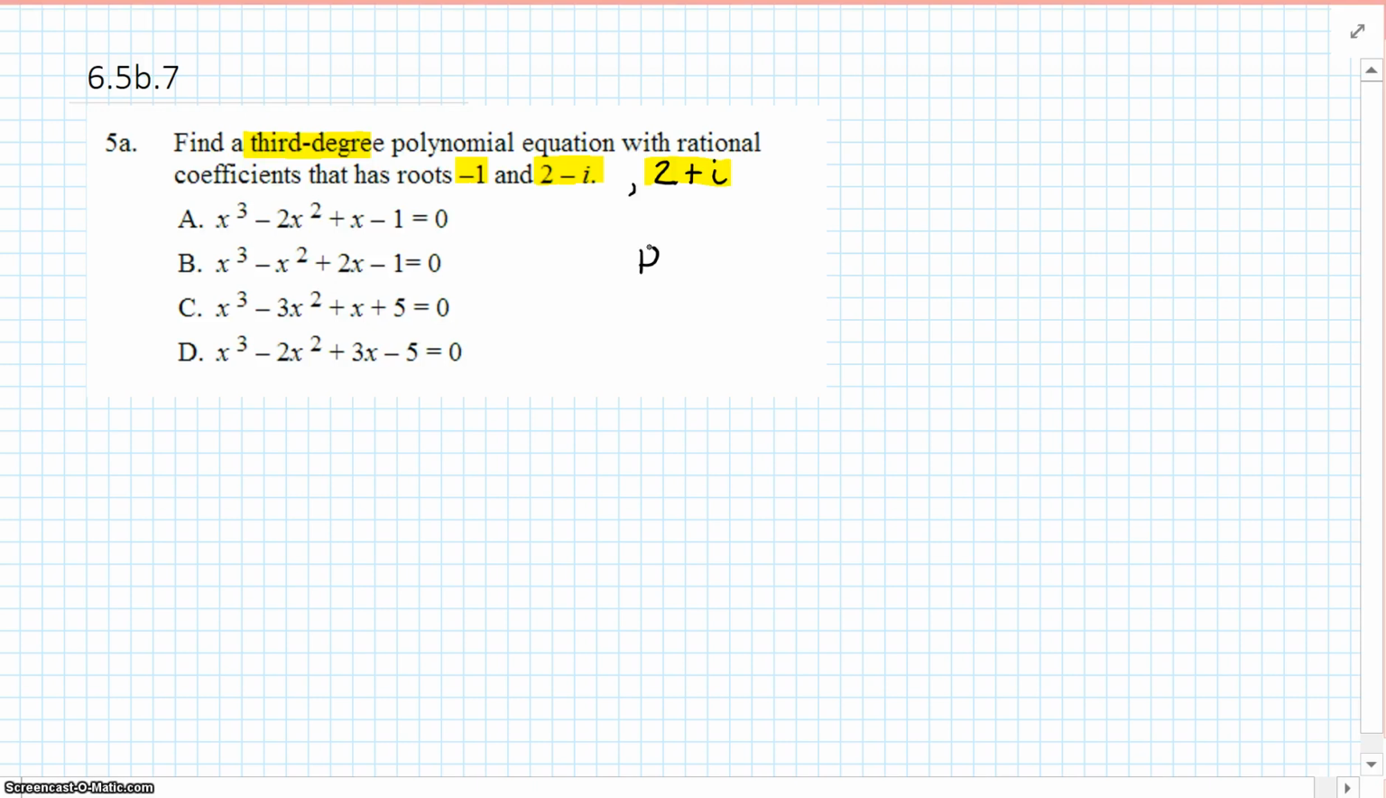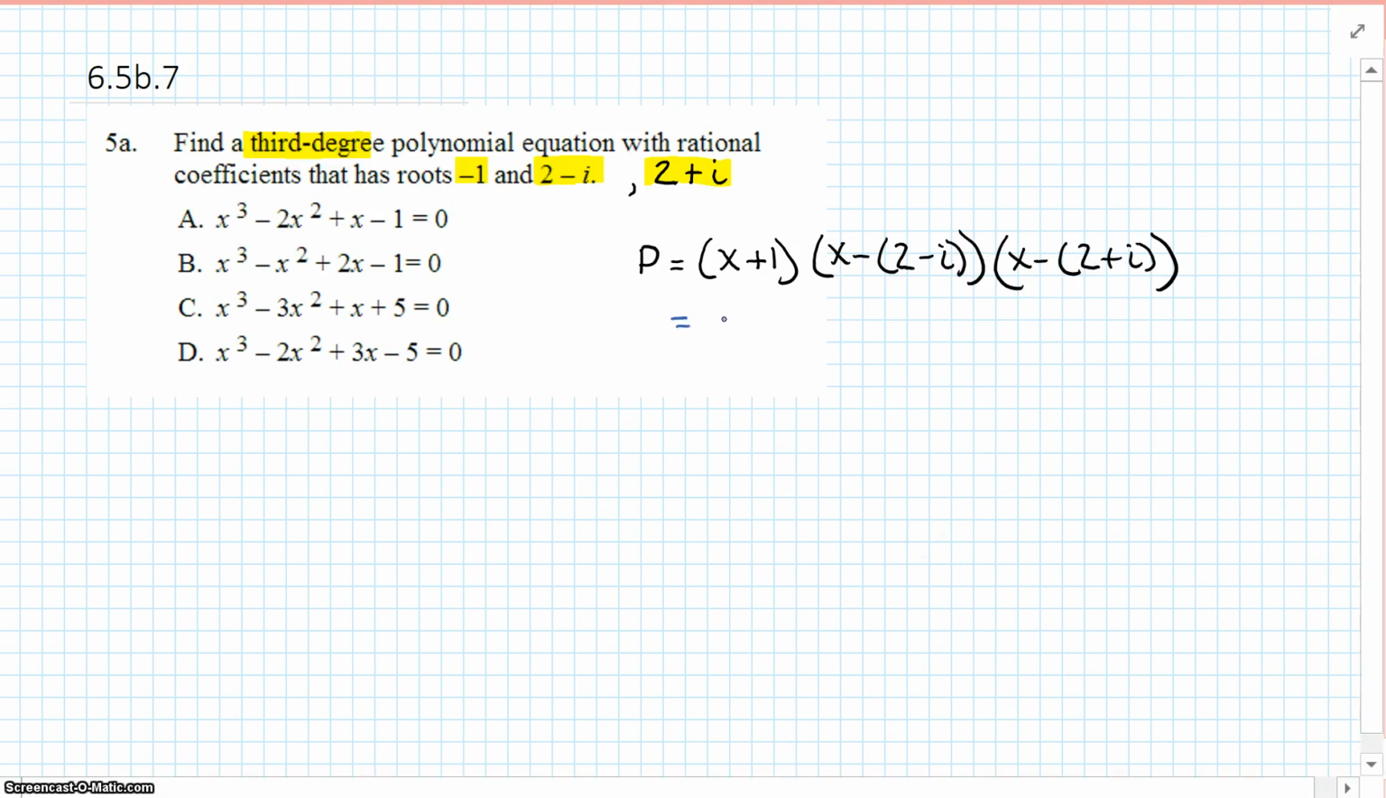So now we're going to use the factor theorem, saying the polynomial is going to be x minus each root, the product of that. So x minus negative 1 times x minus, in parentheses, 2 minus i, times x minus, in parentheses, 2 plus i. Now all we got to do is distribute that out.